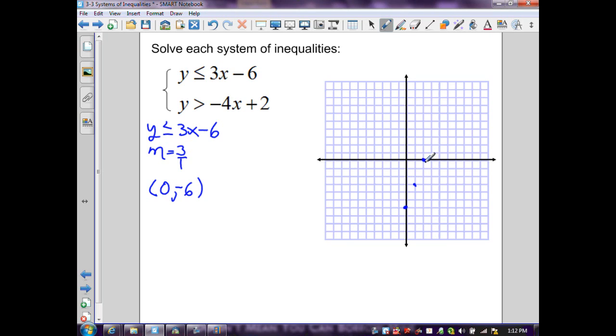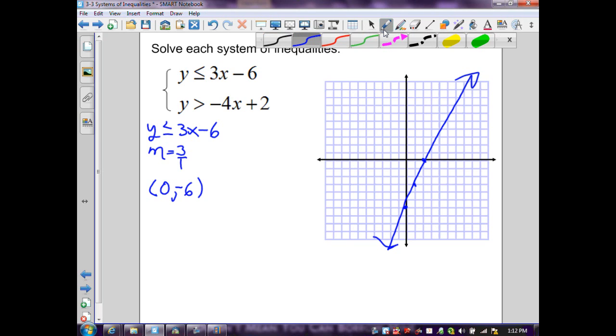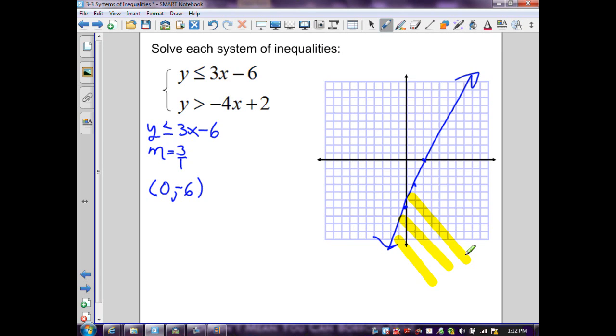I take a look at the inequality. It is less than or equal to, therefore I know that it is a solid line. Now I need to determine where I will shade. Since y is less than, I want all values of y less than that line. That would be below the line, and this is going to represent all solutions to that first inequality. Let's graph the next inequality. I have y greater than negative 4x plus 2.